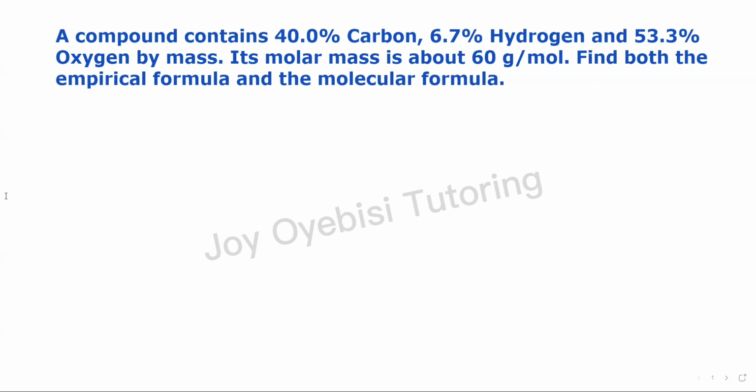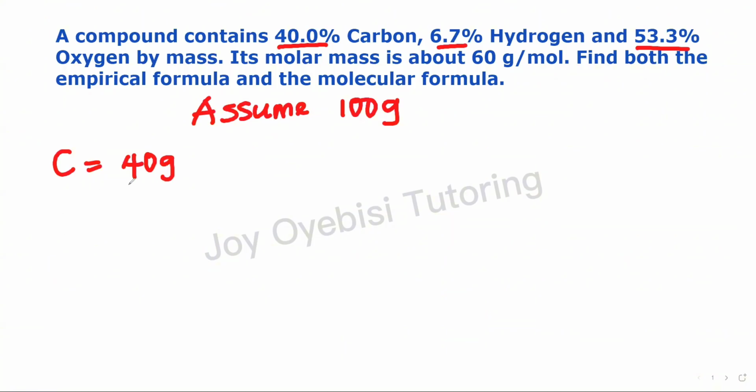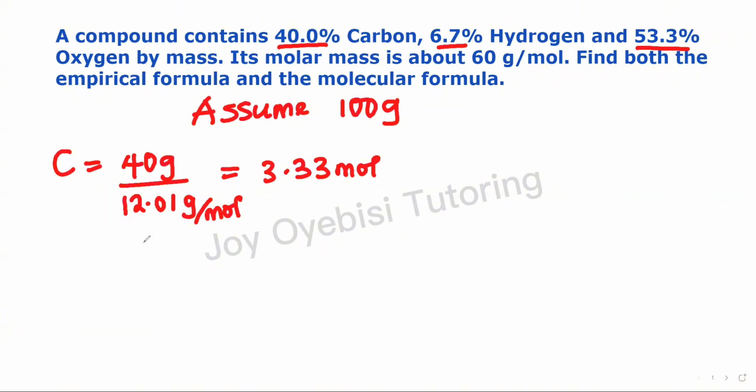So the first thing we do when solving is to assume 100 grams, which simply means that we're going to turn the 40%, the 6.7%, and the 53.3% to grams. So for carbon, it is 40 grams instead of 40%. Okay, now we're going to divide the 40 grams by the mass of carbon in the periodic table. And the mass of carbon in the periodic table is 12.01 grams per mole. So when we divide 40 by 12.01, that will give us 3.33 moles.